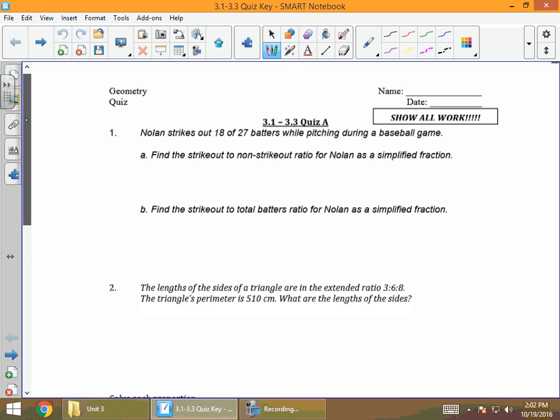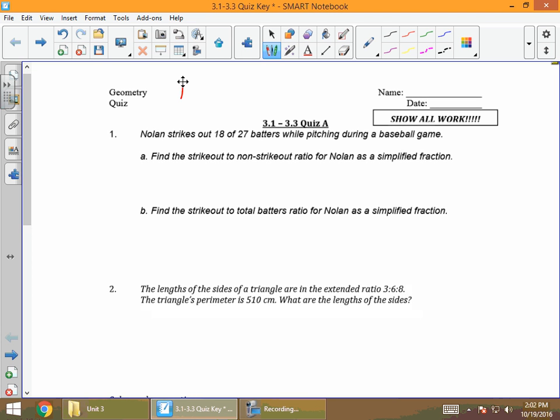As I talked to you in class, this quiz was out of a total of 16 points. So I was looking for 16 points worth of things. Question number 1, part A and part B were each worth 1 point apiece. And it asks us to write a simplified fraction. So you did have to make sure that you had a fraction here.